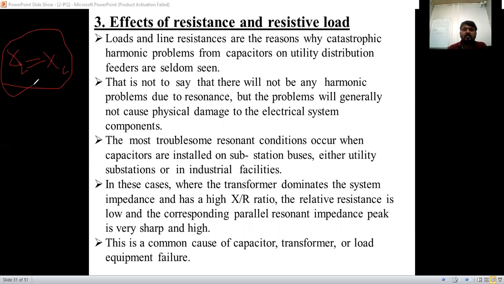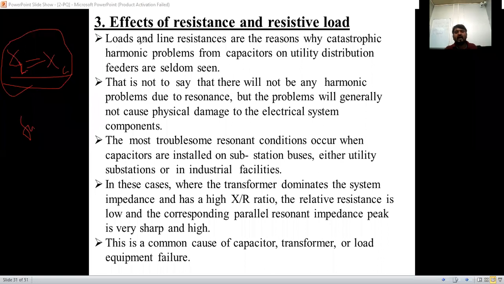So the third one we are going to discuss is the effect of resistance and resistive load. The loads we use are not purely resistive; they are a combination of reactance, that is, inductance and capacitance. During resonance, both XL and XC will be equal, and in that condition the natural frequency will also affect the system. That is called resonance.